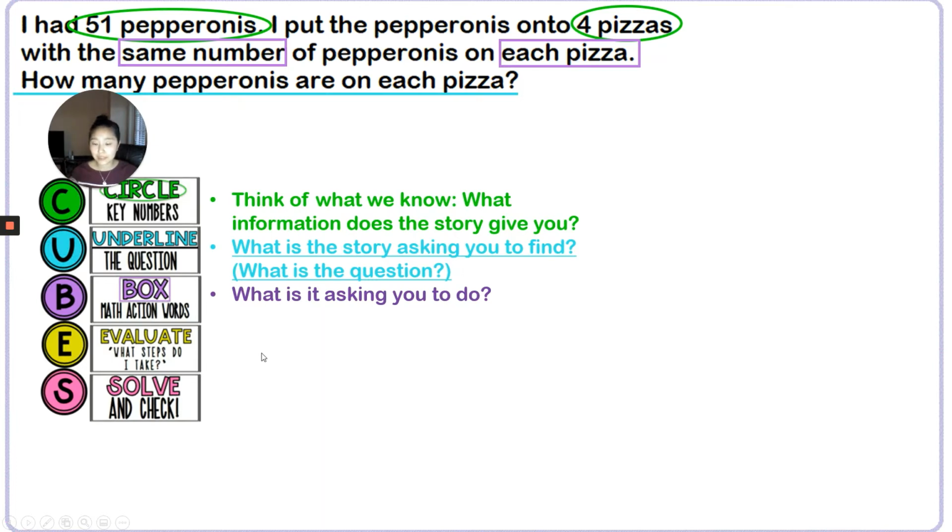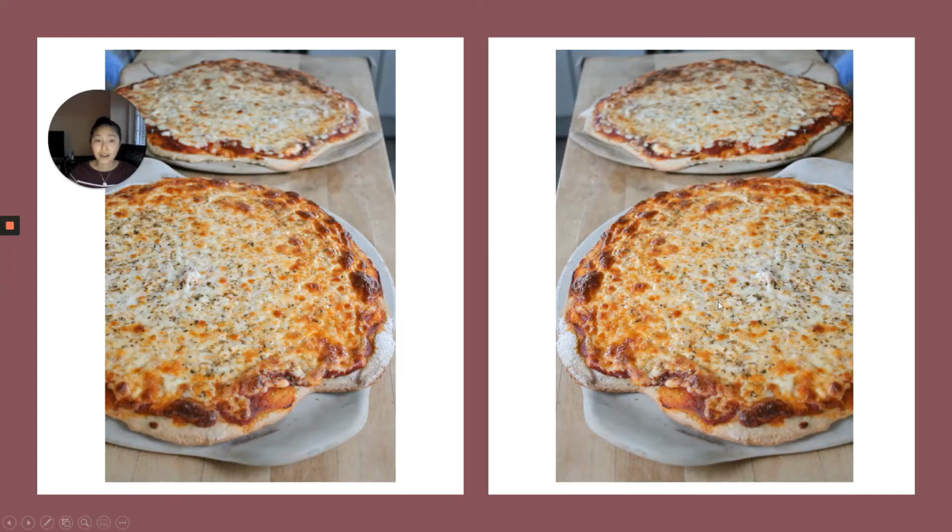I'm going to go back to that picture all the way in the beginning. You ready? On this picture right here, you have pizzas. Imagine you have these pepperonis in your hand. You've got a whole bag, there's 51 of them. But you're sharing it with 3 other people.